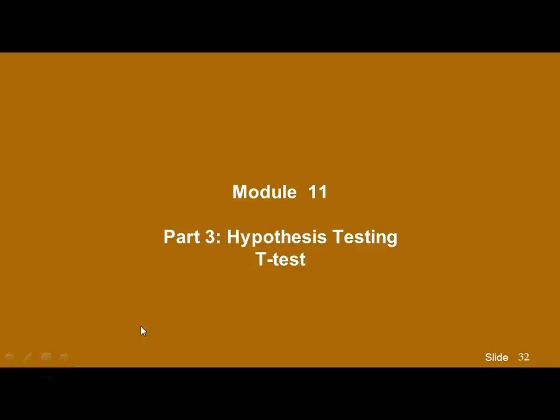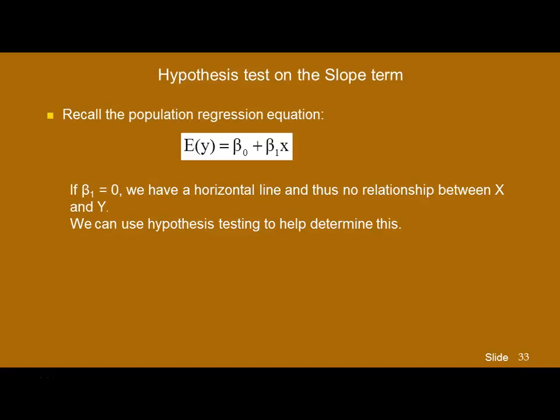Hello, it's time to continue with Module 11 on regression analysis. And we're going to start taking up hypothesis testing and the t-test. Let's go back for a moment to our population regression equation. E of y equals beta 0 plus beta 1x.